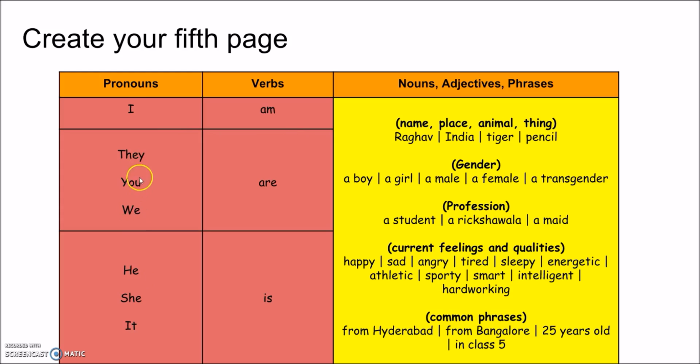And the second sentence could be, you are some other name, we are something else. This is the way in which you're going to form sentences: a word from the first column followed by a word from the second column, then a word from the third column. So I is always going to be followed by am and then something from here. They followed by are, something from here. We followed by are, something from here. He followed by is, then something from here. She followed by is and then something from here.